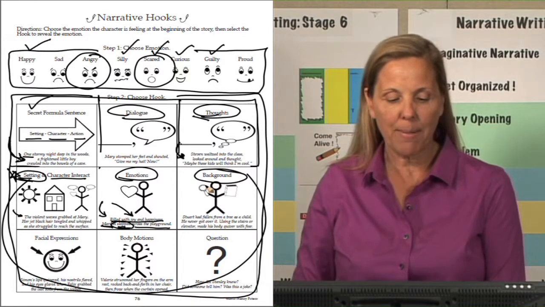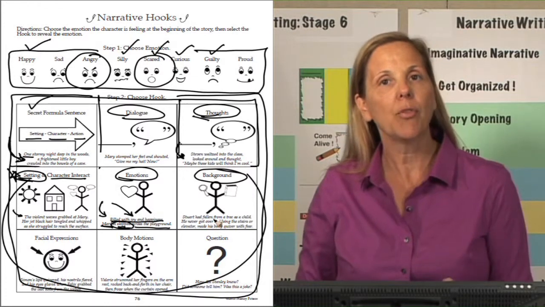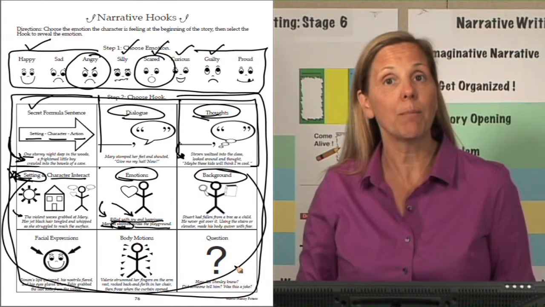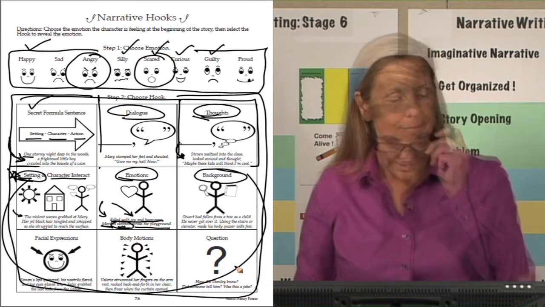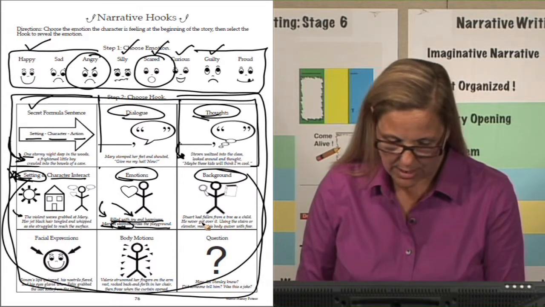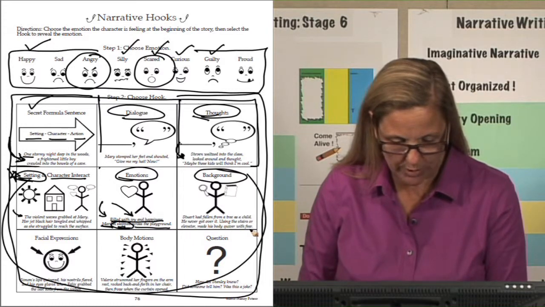The next box is the background box. This is when you're giving background about the character right at the start of the story that will reveal information that you, the reader, need to know. In this case, we had: Stuart had fallen from a tree as a child. He never got over it. Using the stairs or elevator made his body quiver with fear.